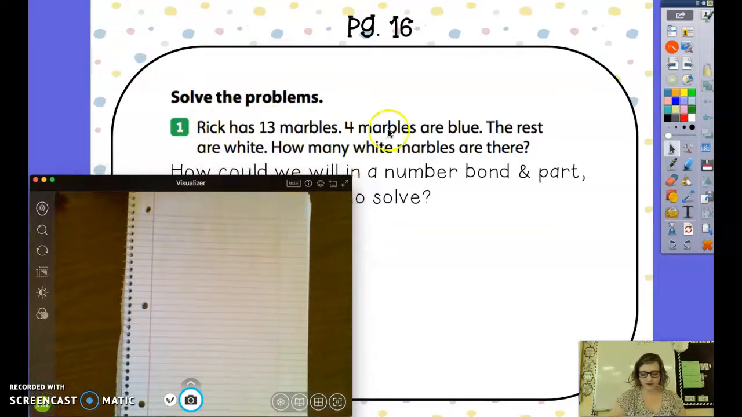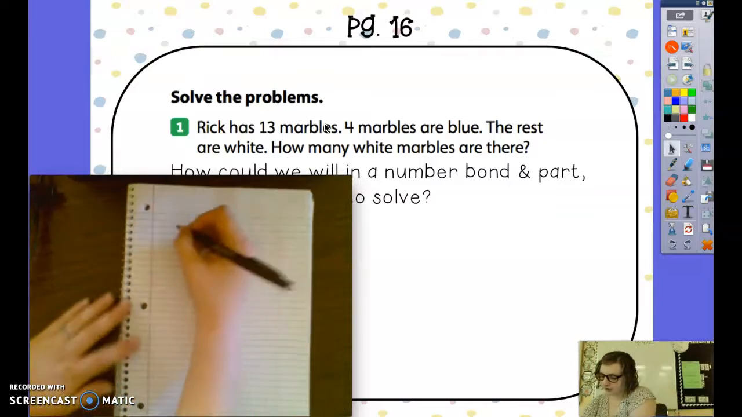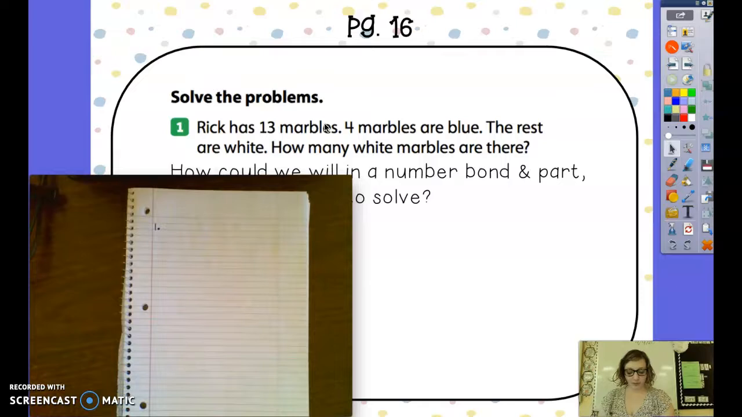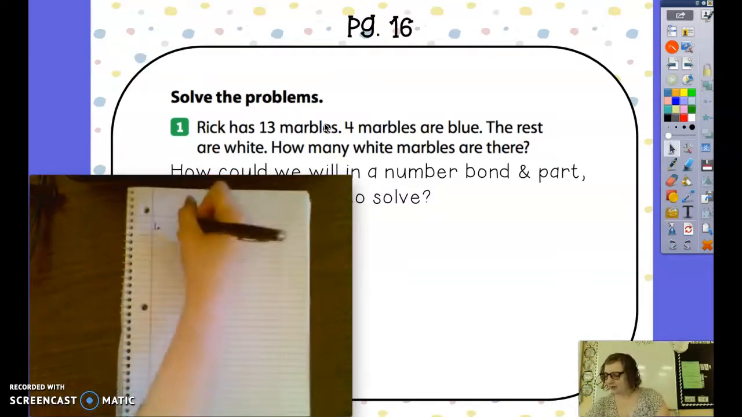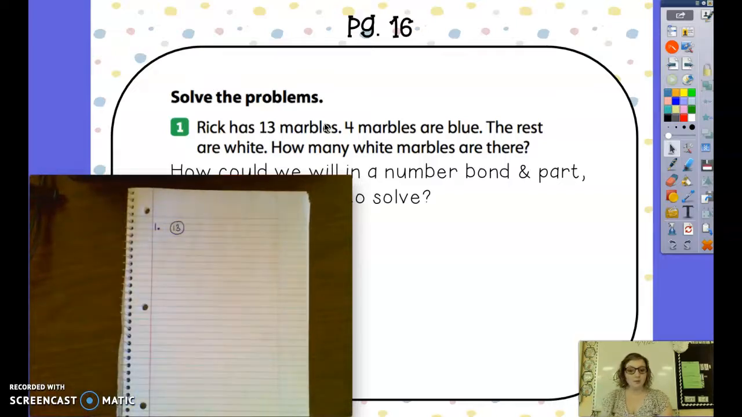All right, so I'm going to still look at my problem here so I can write down what I need to write down. So first, I'm just going to put a number 1 here to show I'm working on problem number 1. And I see it says, once again, Rick has 13 marbles. So I think that's telling me how many marbles he has in all. So for me on this one, I'm going to make a Big Daddy number. All right, he has 13 marbles.